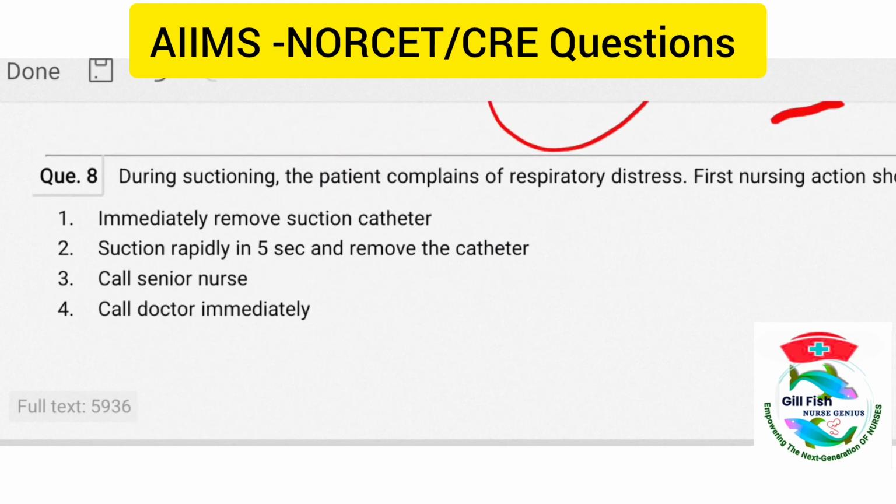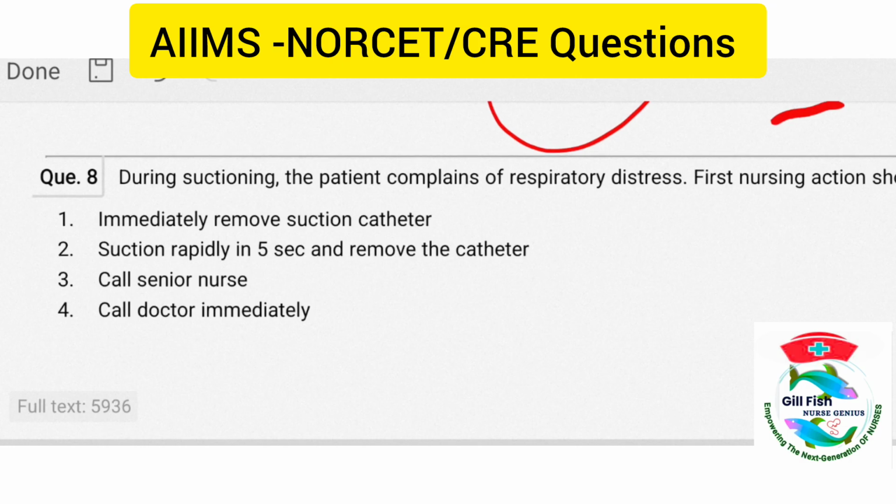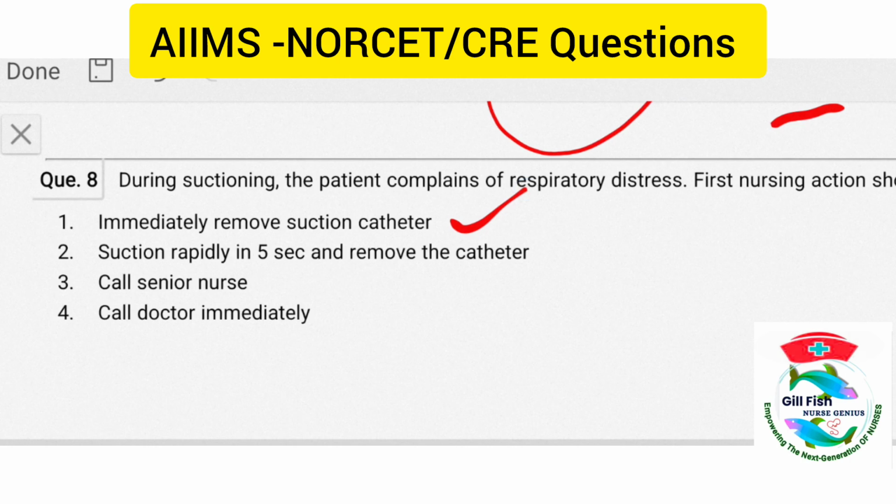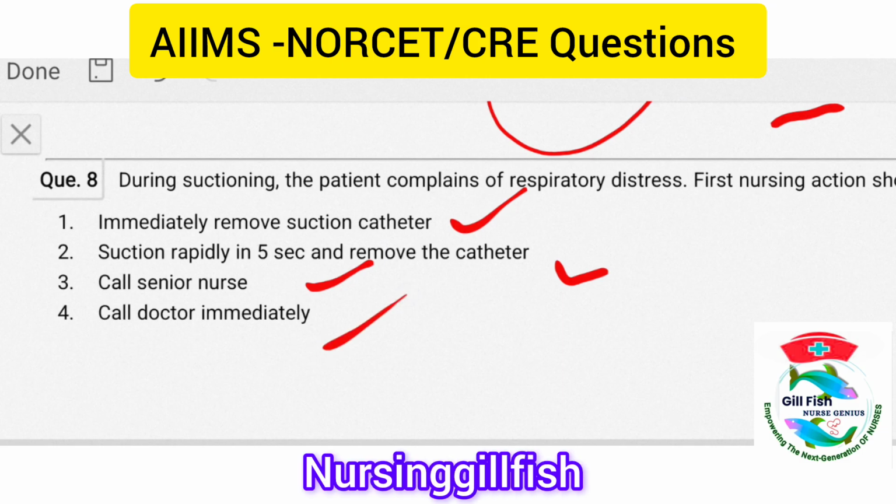During suctioning, the patient complains of respiratory distress. The first action should be what? Immediately remove the suction catheter, suction rapidly for 5 seconds and remove the catheter, call the senior nurse, call the doctor. So what do you have to do for that? What is the correct answer?